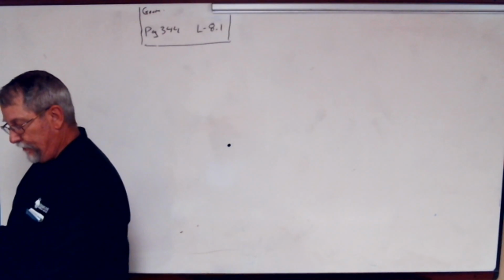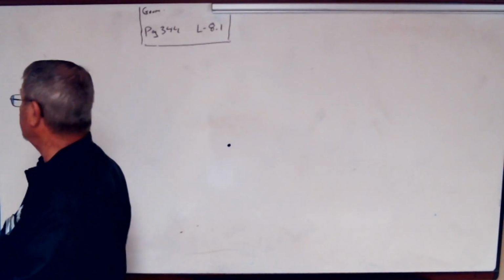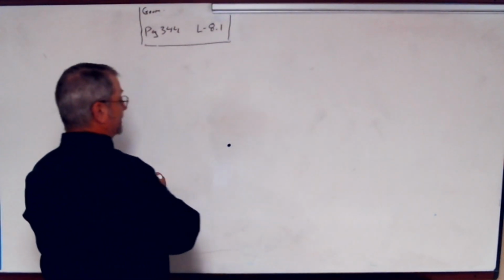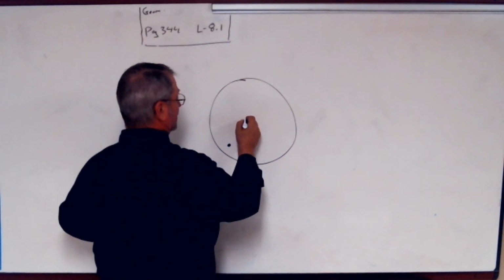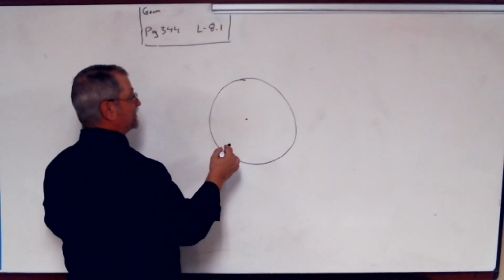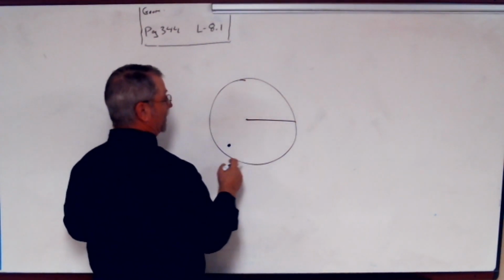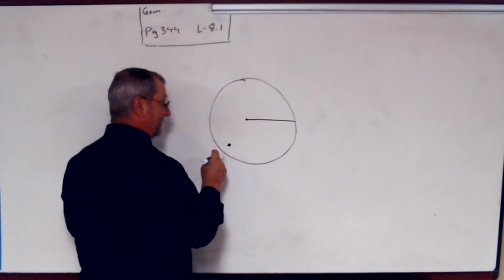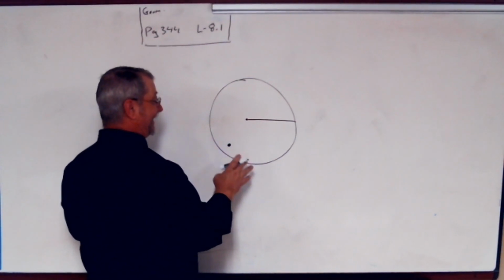It's 8.1, page 344. We're starting on circles and chords. This first lesson is going to be a lot of definitions, what things are. So number one, this is a circle. This is the center of the circle. From the center of the circle to the outside of the circle, that's called a radius. All the radii inside of the same circle are equal in length.